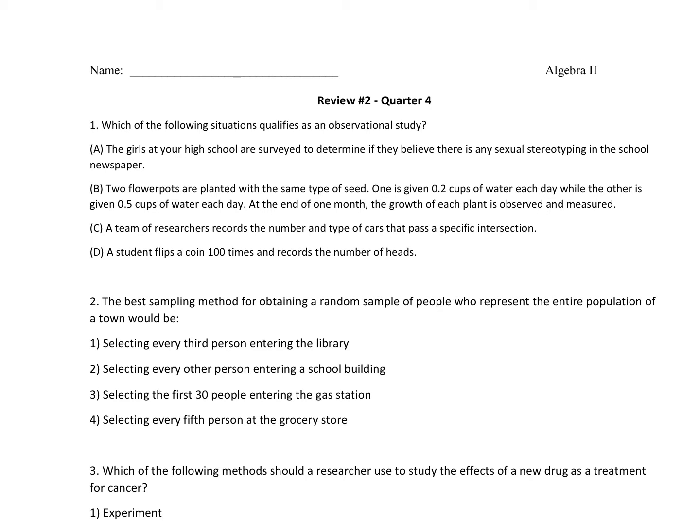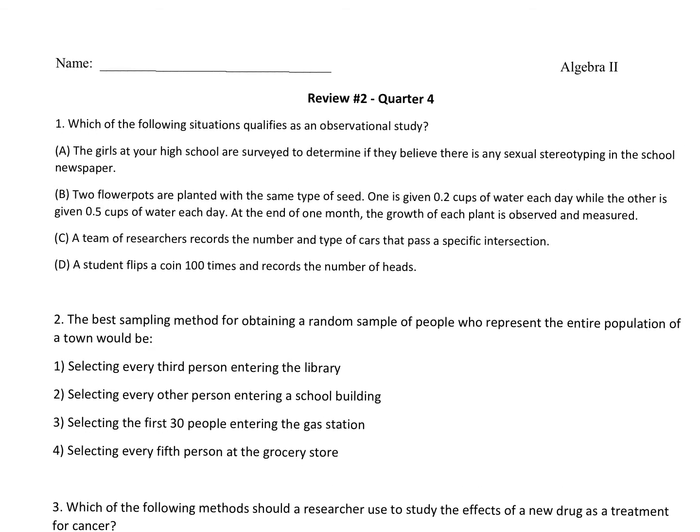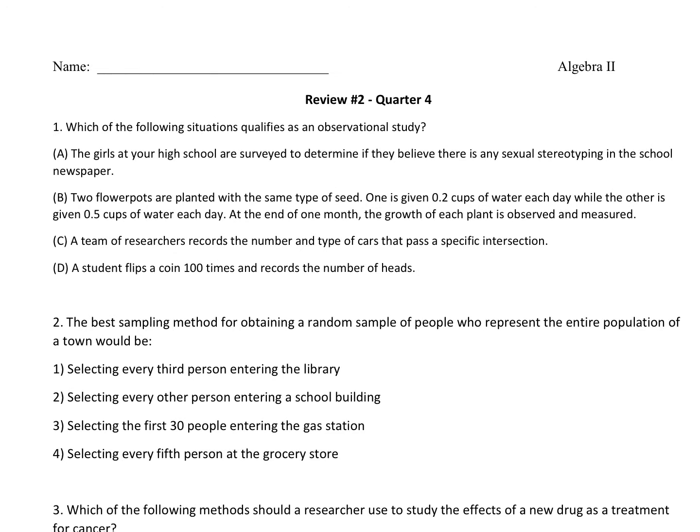Alright, so the first question says, which of the following situations qualifies as an observational study? Now remember, observational means you cannot interfere. So the first thing says, the girls at your high school are surveyed to determine if they believe there is a sexual stereotype in the school newspaper. This looks like it's a survey asking questions. So I wouldn't classify this as a straightforward observational study. We do say sometimes that observational studies can be surveys. But let's see what else the options are for us.